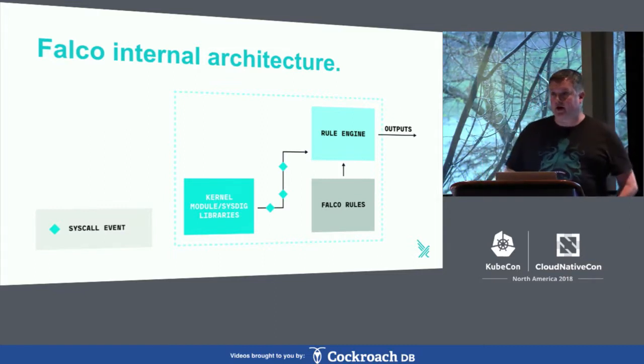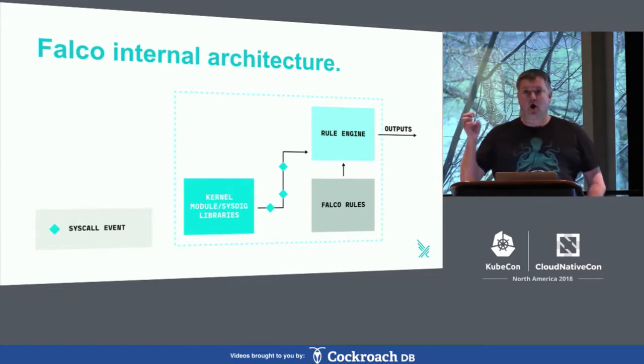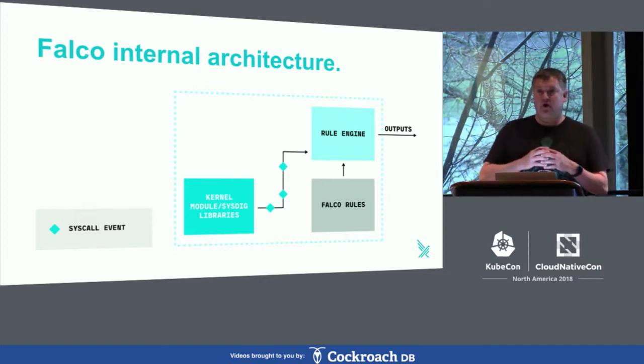If it's running in a containerized or orchestration environment, we add more context. We say, hey, it's a part of this pod, a part of this deployment, part of this namespace. We add all of that context to the object. So now we have this really rich view of the activity done as a part of that system call. So we can know who did it, what they're doing it on, and where in your environment you're doing it.